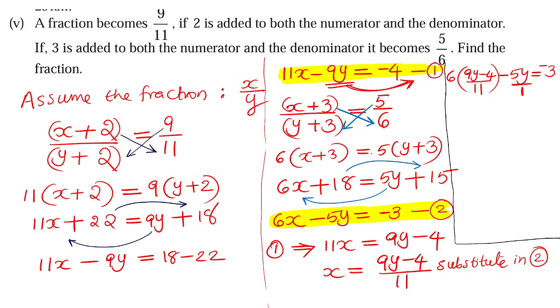Finish it. So 6, let me open. Can I open it? Yes. 6 into 9y. I think you can see everything. 6 into 9, 54y. Minus 6 into 4, 24. Minus 5y by 1 is equal to minus 3. Is that okay? Clear? Understood?